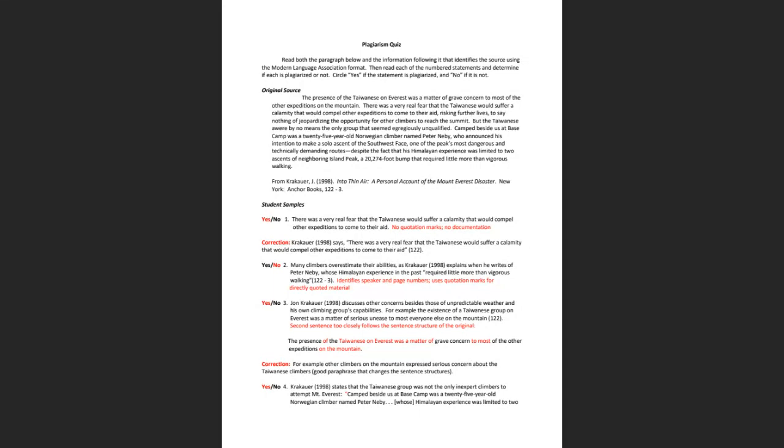So there's the author's last name, comma, first initial. It was written by John Krakauer. It was 1998. All right. Here's the title of the book. And then here's the publication information, the place it was published, the colon, the publisher, and then the page numbers.